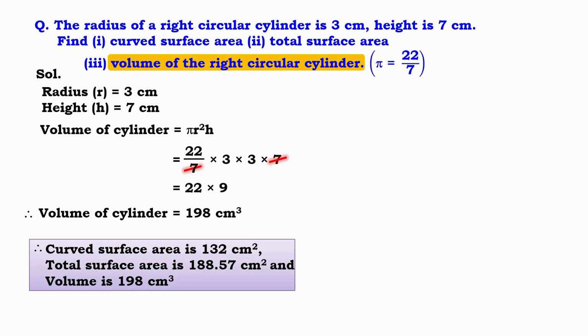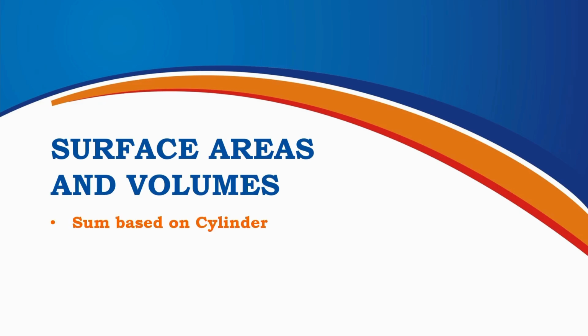So if we combine all this, what are the values we got? The curved surface area is 132 centimeter square, total surface area is 188.57 centimeter square, and the volume is 198 centimeter cube. Now let us take a look at more problems on the cylinder.